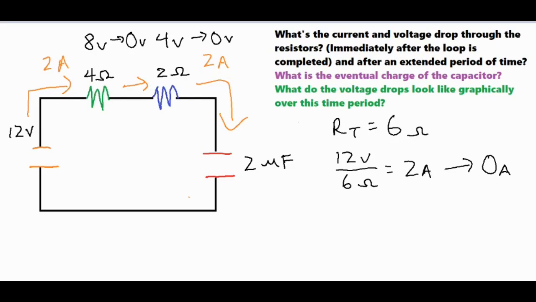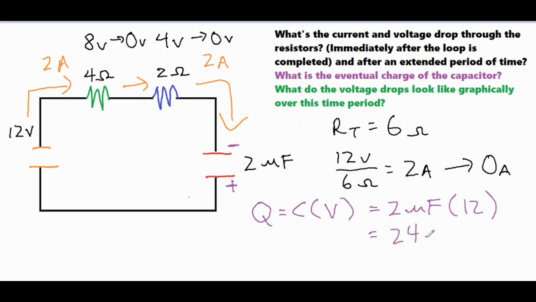Now our capacitor is eventually going to have a buildup of charge, and that is going to create a negatively and positively charged conductive plate on each side. And the eventual charge is going to be calculated by Q equals C times V. The capacitance is 2 microfarads. And then the voltage that it eventually gets is 12. So it's going to be 24 microcoulombs as our final answer for how much charge it gets.